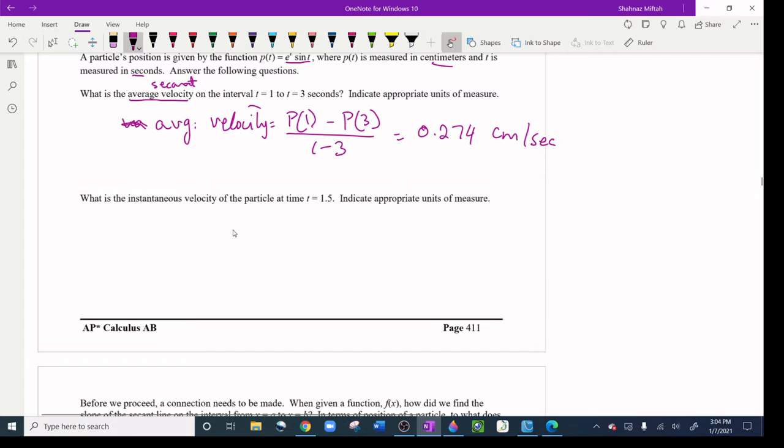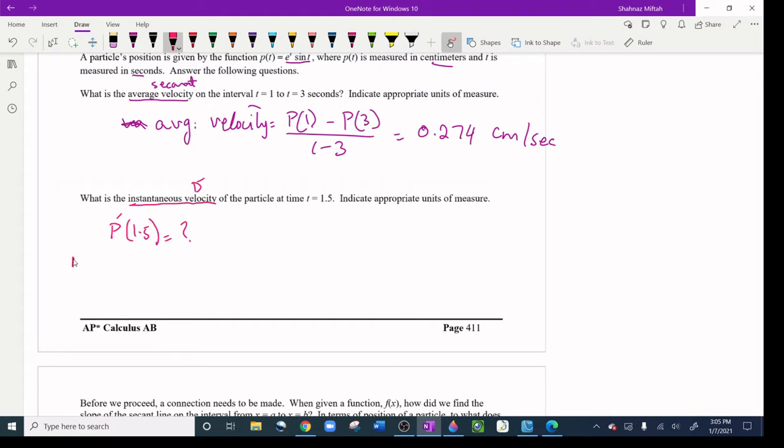Now let's see. What is the instantaneous velocity of the particle at time t equals 1.5? Instantaneous velocity, we know that's a derivative, but the word instantaneous also gives me 100% derivative. So all I have to do is take the derivative, p prime, and plug in 1.5. We could use a calculator for this, but instead I want to try it myself, take a derivative and plug it in. This is what we are looking for.